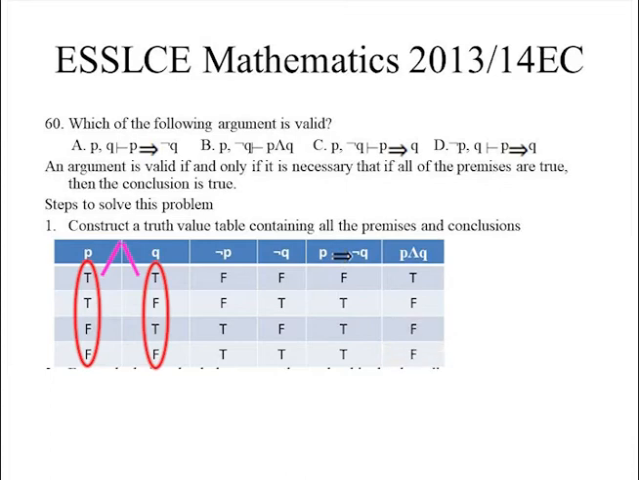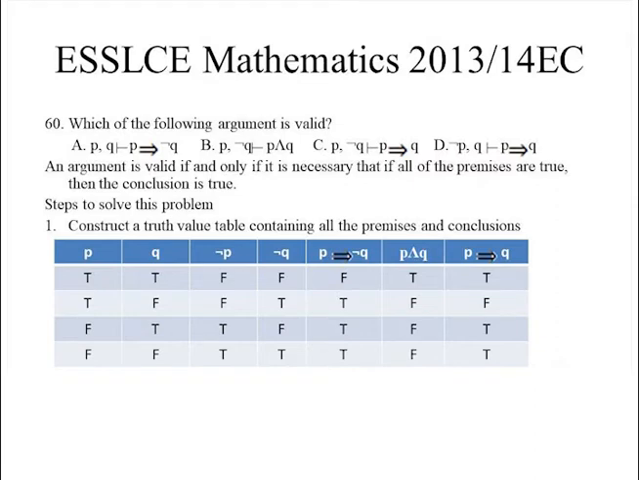At last, let's determine P implies Q, meaning first column implies second column. Implication is false only when the first value is true and the second value is false. Otherwise it is true. So true implies true is true. True implies false is false. False implies true is true. False implies false is true. Now we determined all the truth values for the premises and the conclusions.